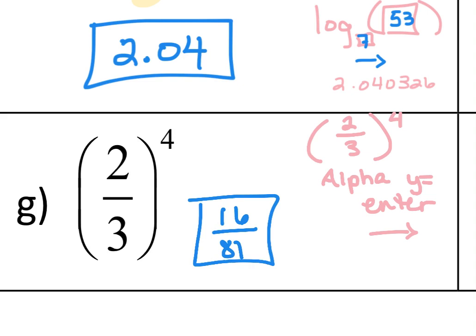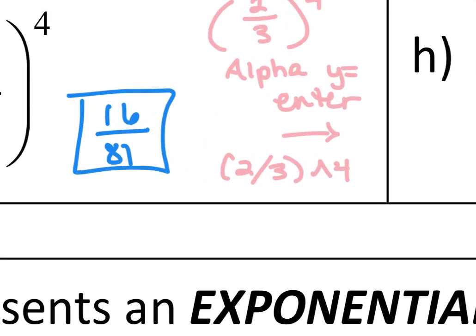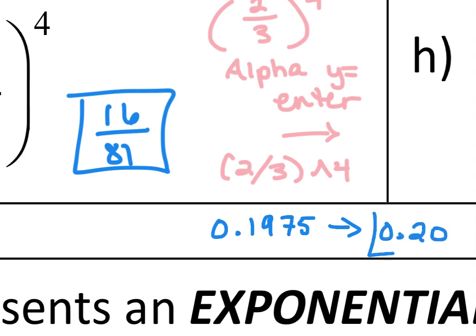Or if you want to, you can type in parentheses 2 and then divide by, and then 3 and then parentheses, and then do caret and then 4, like that. And when you do that, you should get a decimal answer, and that decimal answer would be 0.1975. So when you round that, it would be 0.20. And I would take either answer.